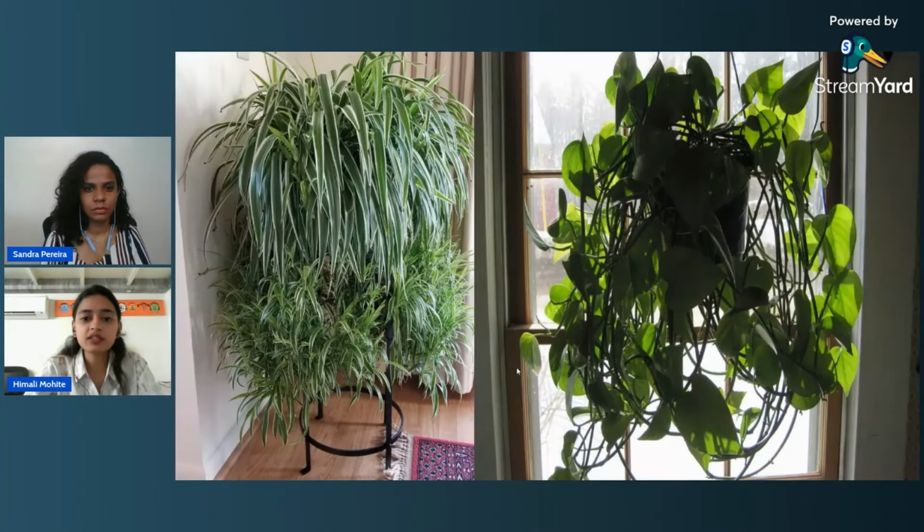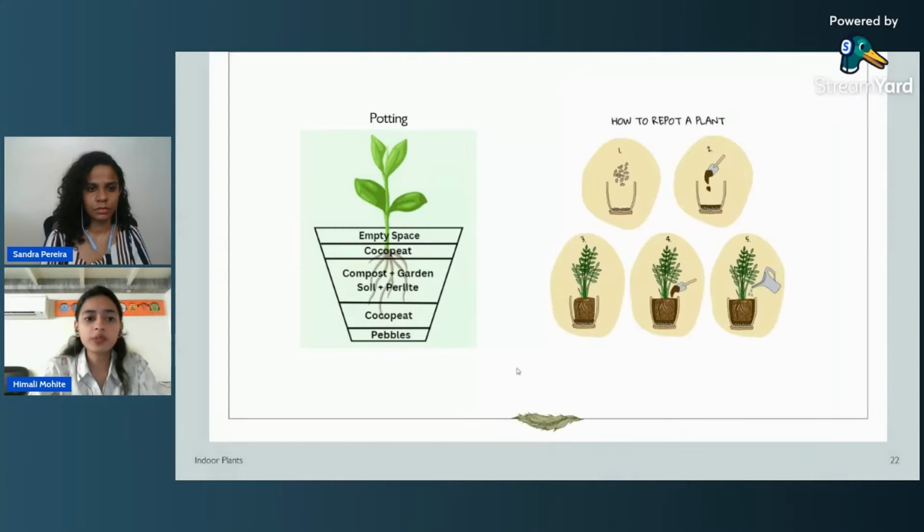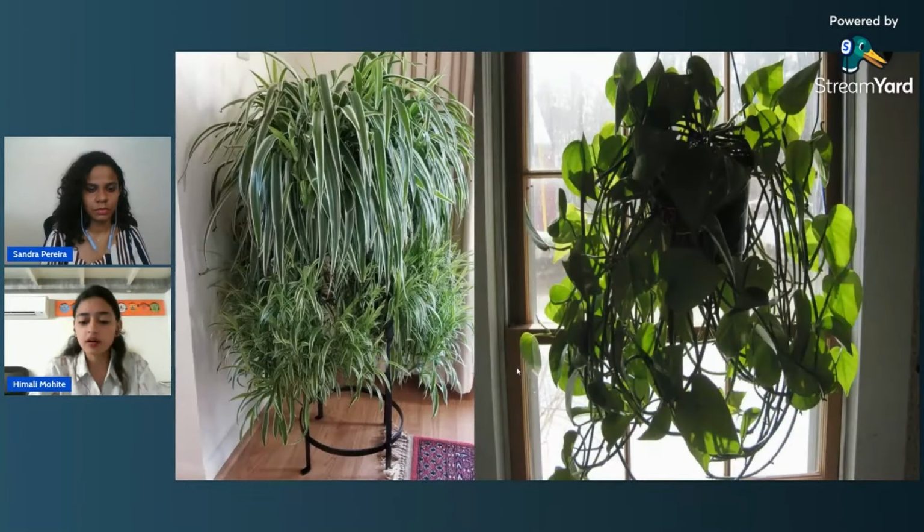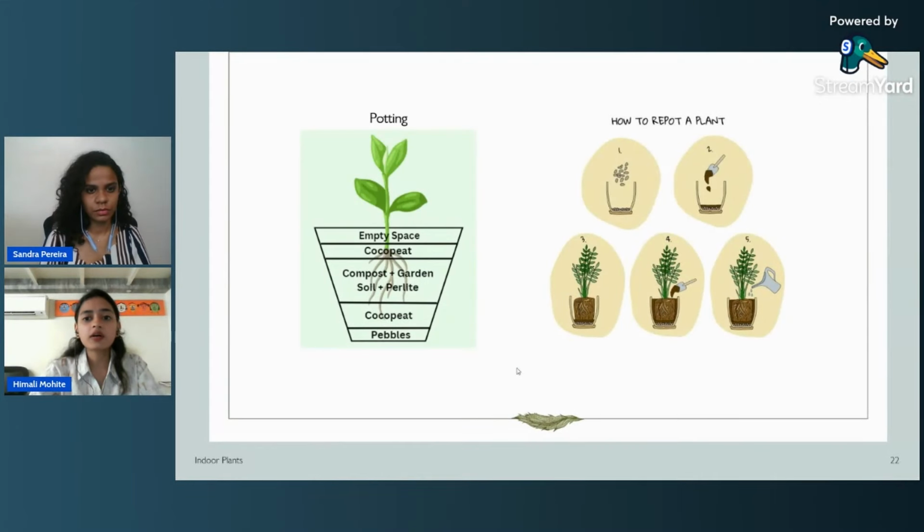Next, if you can see in this picture, our plants are looking so messy because they are not pruned properly. So you need to prune the plants properly, and also if you feel that you don't want to prune your plant much, you can repot them. For repotting a plant, what you can do is put some pebbles first, then add coco peat to it, then add compost and garden soil with a little amount of perlite, and then again a layer of coco peat on it, and then keep some empty space.